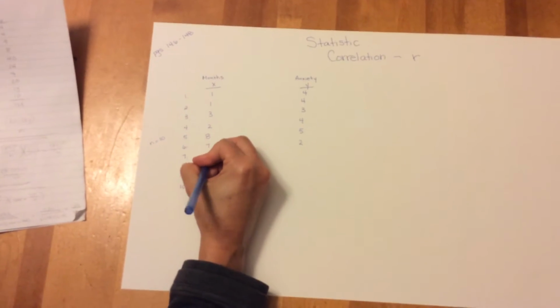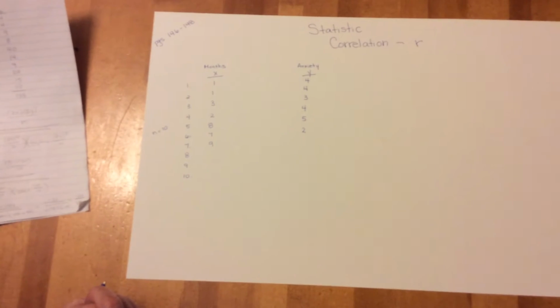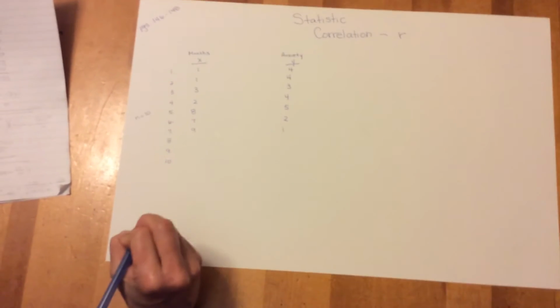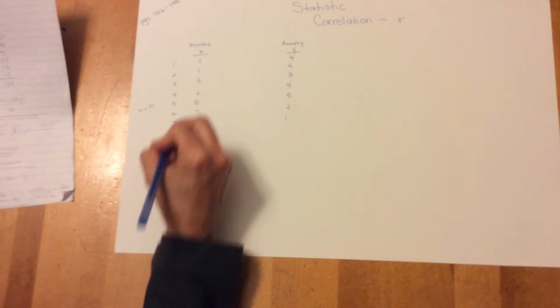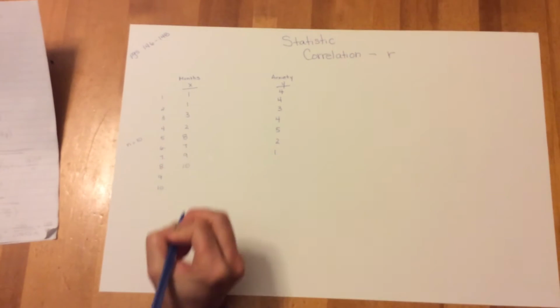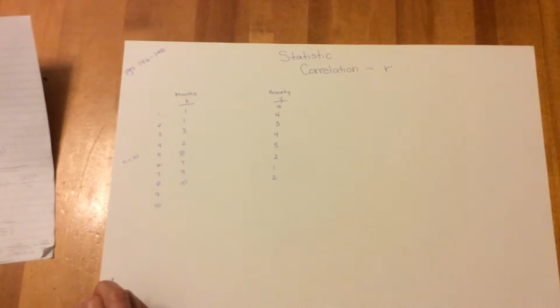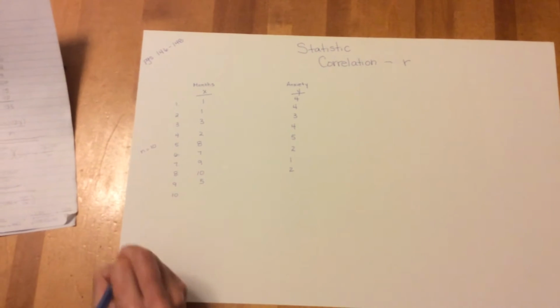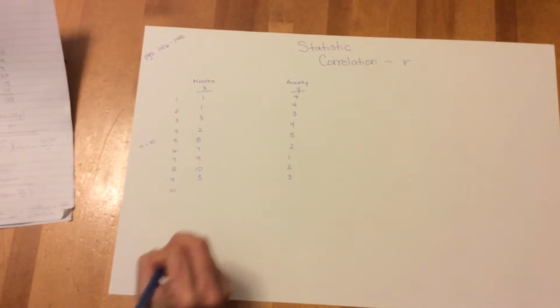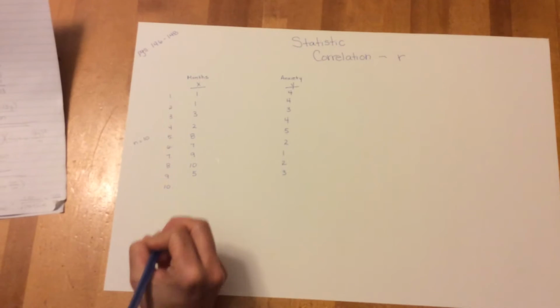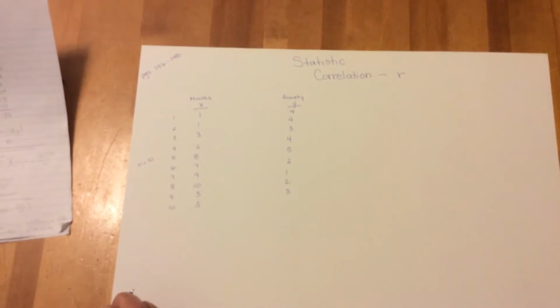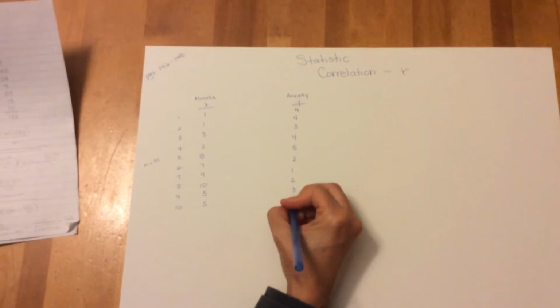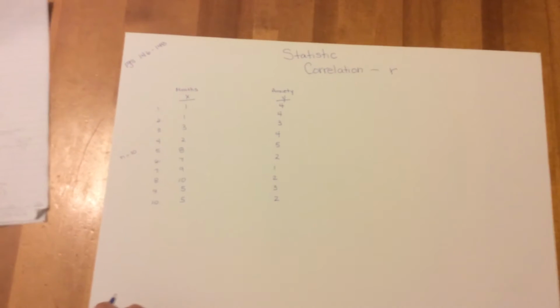Your seventh participant has been in it for 9 months and received a 1 on the anxiety scale. Your eighth participant has been in for 10 months and received a 2. Your ninth participant was in for 5 months and received a 3. And your last participant also was in for 5 months and received a 2 on the anxiety scale.